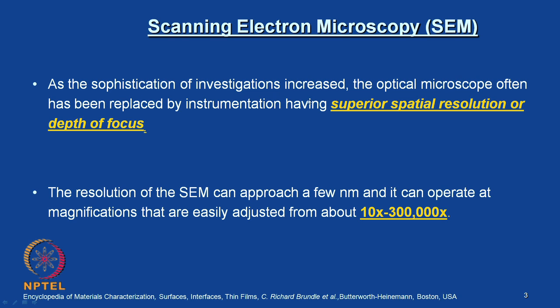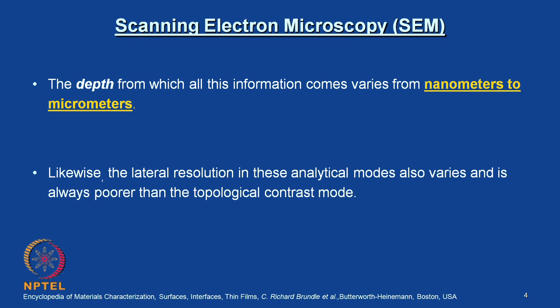As the sophistication of the investigations increased, the optical microscope often has been replaced by instrumentation having superior spatial resolution or depth of focus. So the resolution of SEM can approach a few nanometers, as I mentioned, and it can operate at magnifications that are easily adjusted from about 10x to 300,000x. Of course, this can be a subject of instrumentation. We will talk about it in an appropriate time. The depth from which all this information comes varies from nanometers to micrometers. This is also subject to specific instrumentation details. We will look at them in appropriate time.